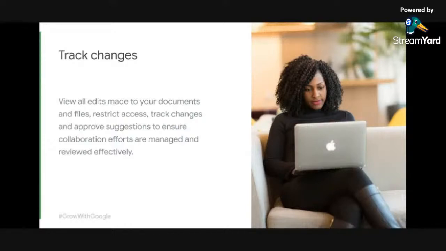To review changes, follow these steps. Step 1. Open your file in Google Drive. Step 2. From Docs, Sheets, or Slides, select File, then Version History, and then See Version History. Note you need to be owner or editor access to the file.